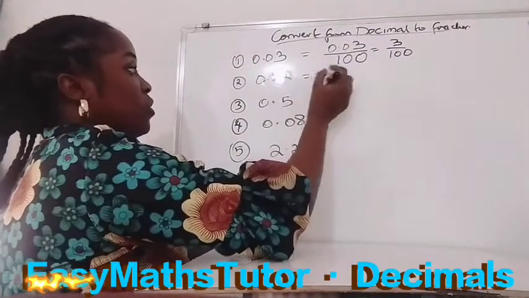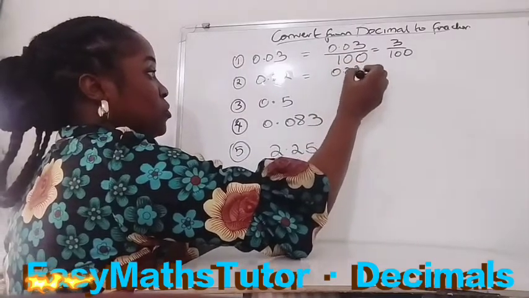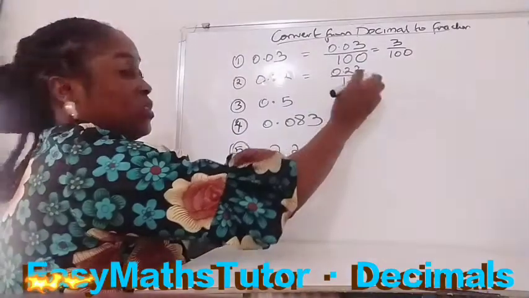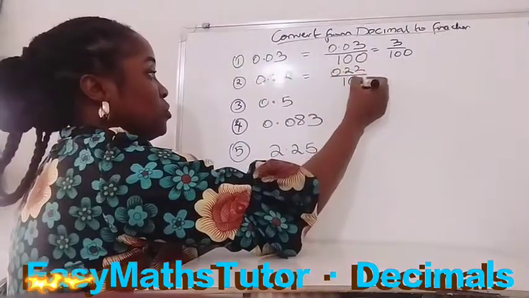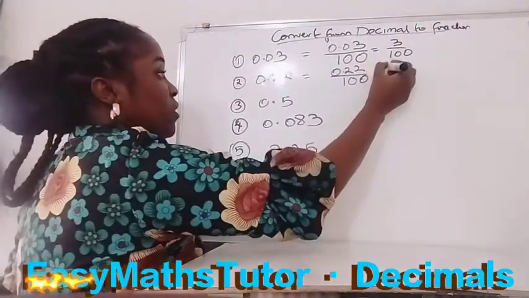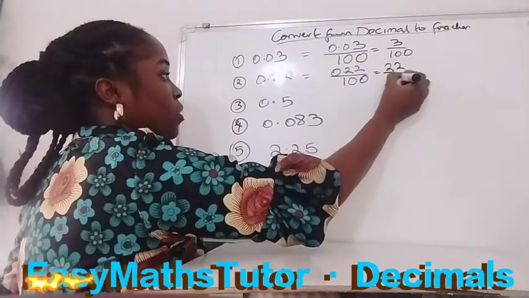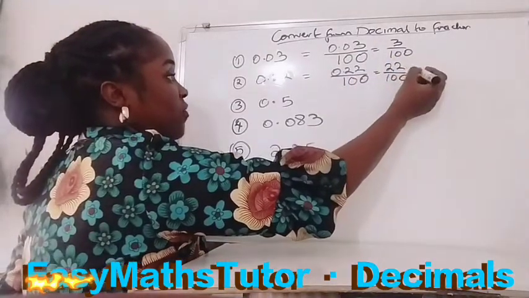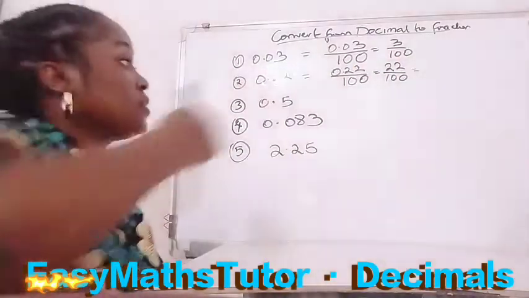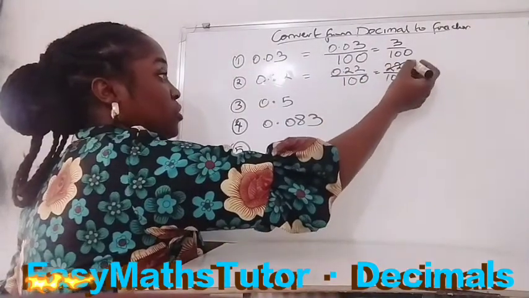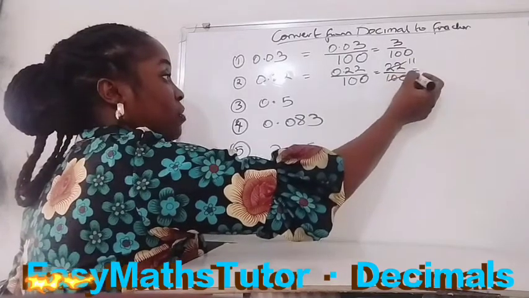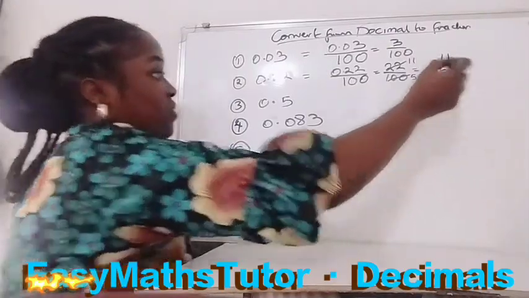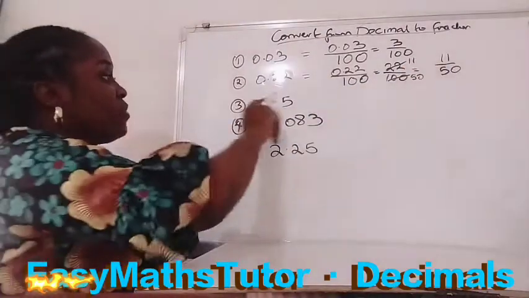Now for 0.22, same thing. We'll draw a line, then we'll put 1 under the decimal, and they have 2 digits after the decimal, which is 2 zeros. So that will give us 22/100. You can reduce this further. So 2 will go into 22 11 times. 2 will go into 100 50 times. So our fraction is 11/50.